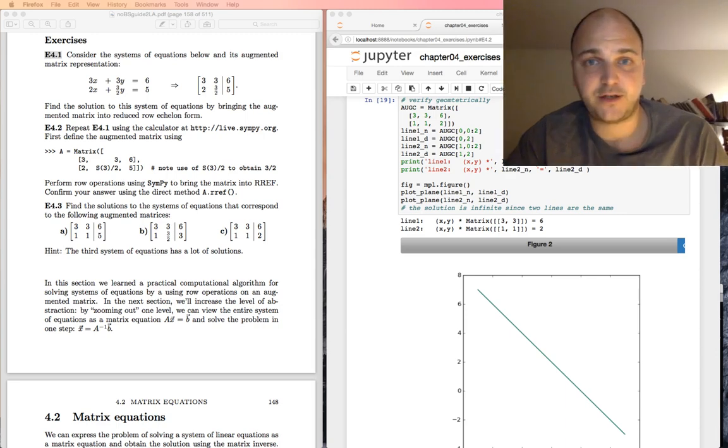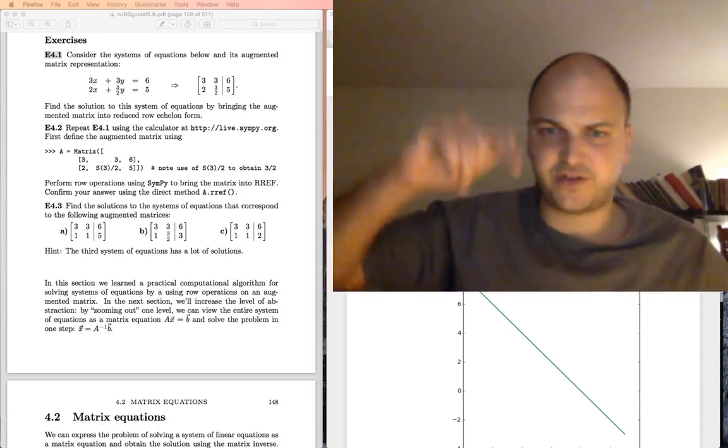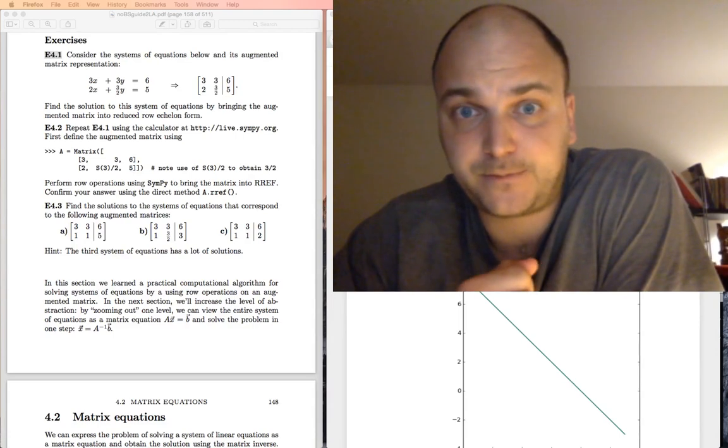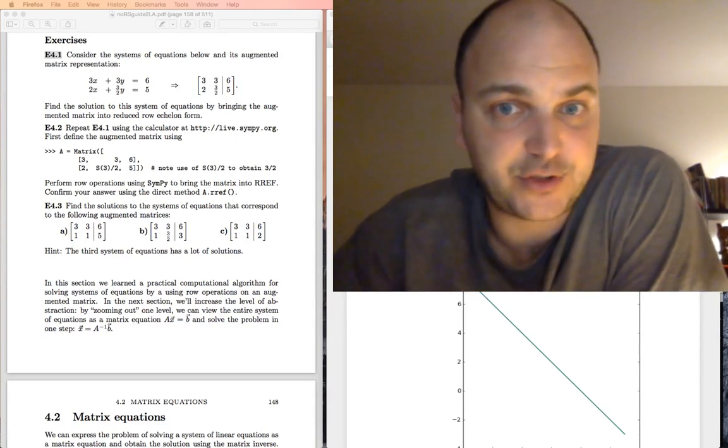I recommend you read about the Gauss-Jordan elimination procedure. It's fairly straightforward, but there's no point in me talking about it right now when you could just read it.